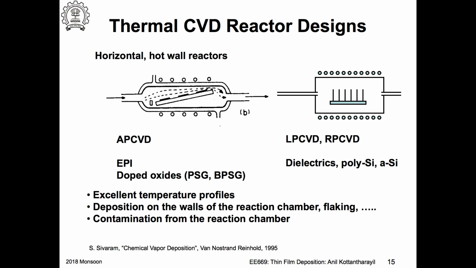But then why do people use APCVD? There are certain advantages. You can have very good deposition at high temperatures. So epitaxial reactors are typically designed like this. We'll see this later on, especially when you want to grow thick films of epitaxial silicon.